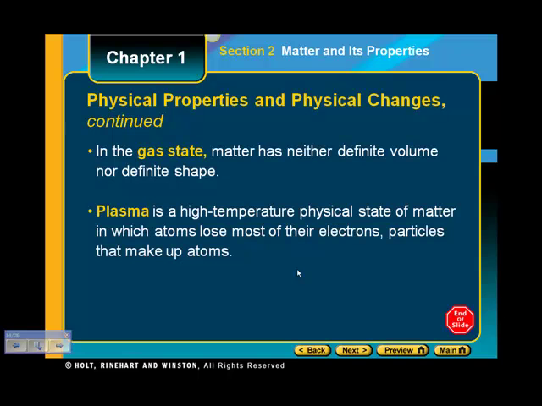Plasma is then something that we won't often deal with, but at very high temperatures, often electrons can be stripped away from an atom. And when those electrons are stripped away, what's left behind is the positively charged part of the atom, and that material is called plasma. That's another state of matter.